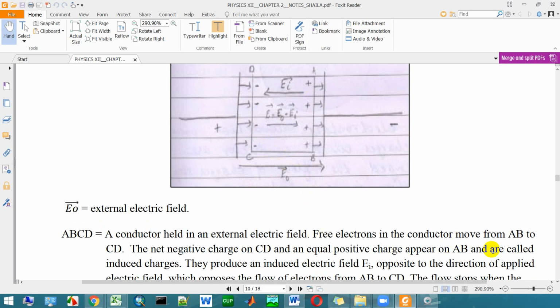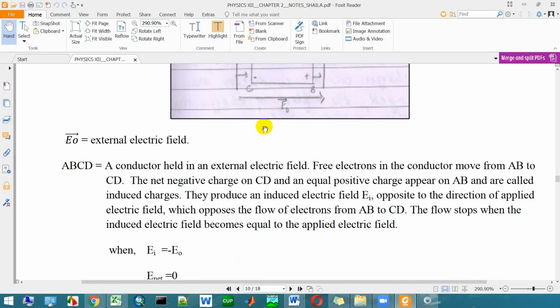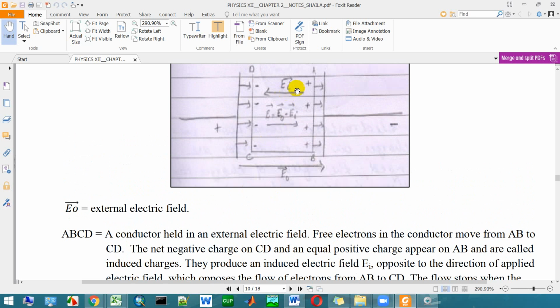So the free electrons in the conductor move from AB to CD. A net negative charge appears on CD and an equal positive charge appears on AB. So when electrons move, due to induction, there is positive charge on side AB and negative charge on side CD. These charges are called induced charges. These induced charges produce an induced electric field.